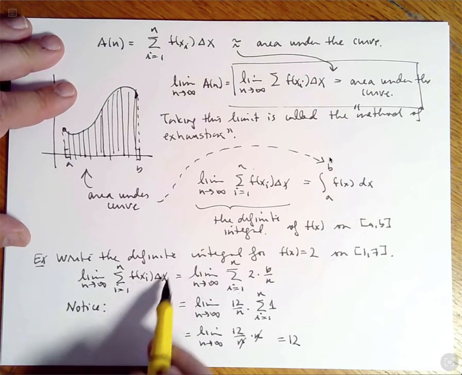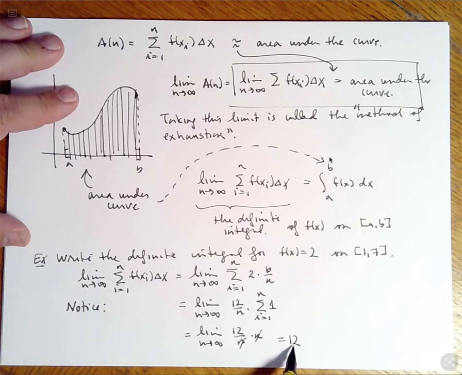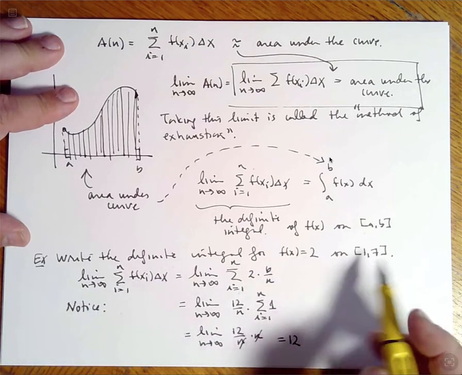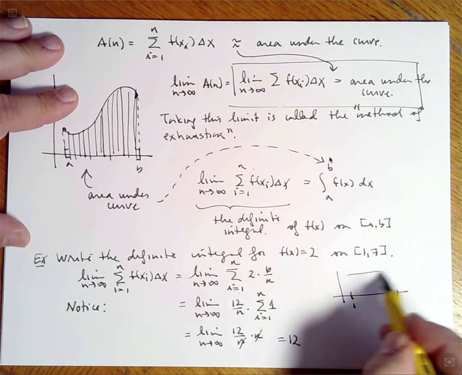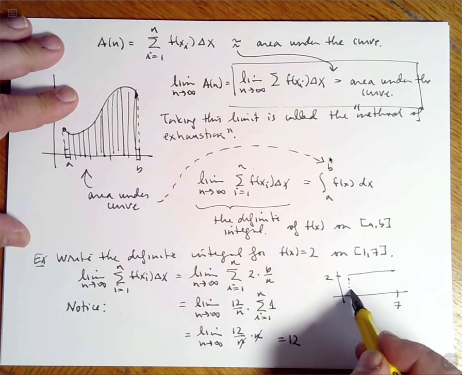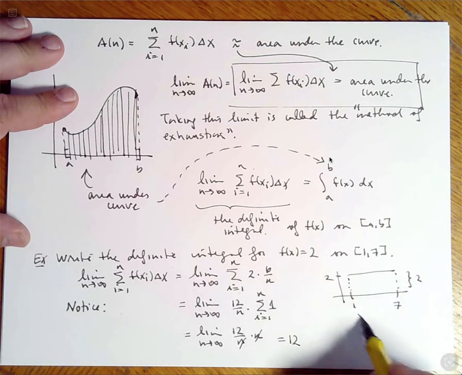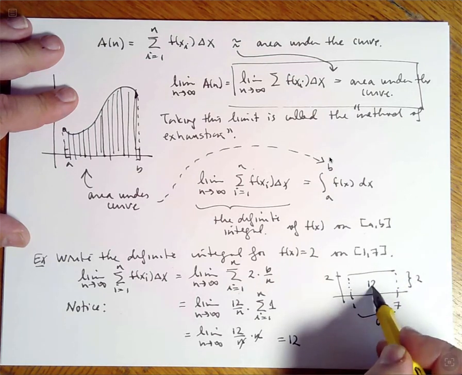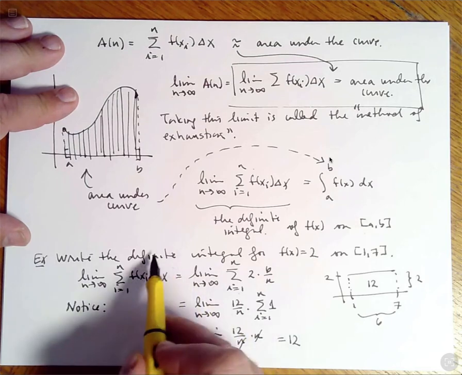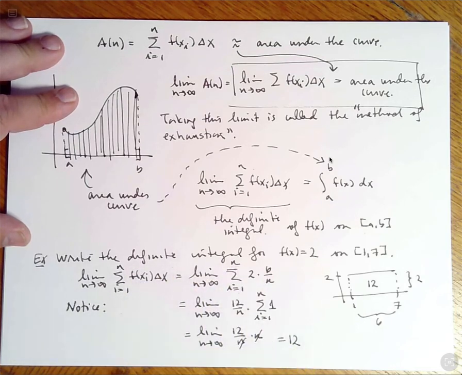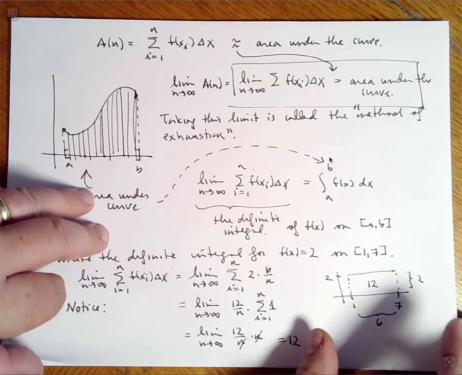So I just calculated this definite integral equals 12. And what's the area under my curve on the interval from 1 to 7? Well, it's the area of this rectangle. 2 high, 6 wide. The area is 12. And my definite integral really bears that out. It got the same answer. So the definite integral is giving you the area under a curve. Let's do another example.